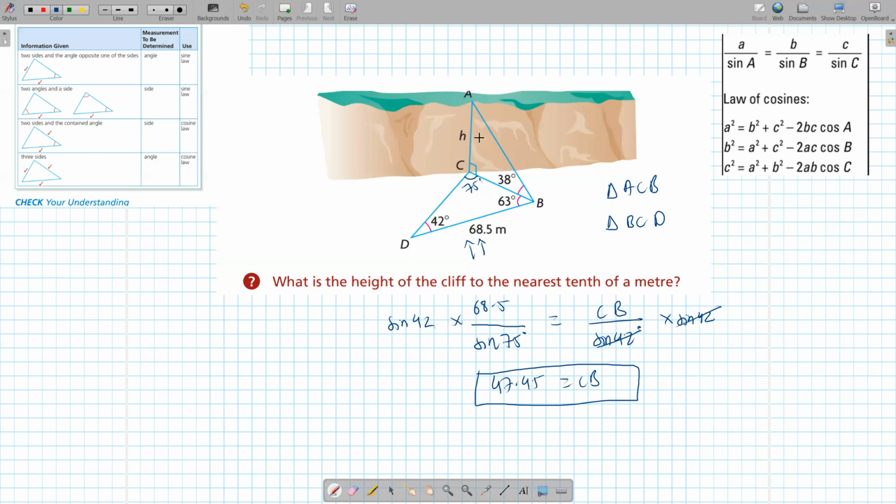Now that we know what CB is, how do we find H? Look at the triangle on the top, triangle ACB. We know CB is 47.45. And again, that's a right angle triangle. This bottom is 47.45, and this angle is 38. And we're trying to find this. So what do we use? Use tan? Yes. So tan of 38 is equal to what over what?